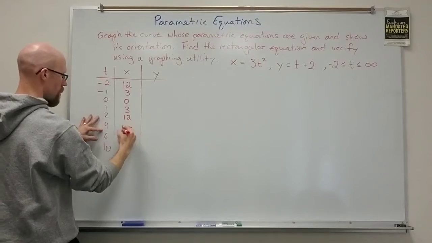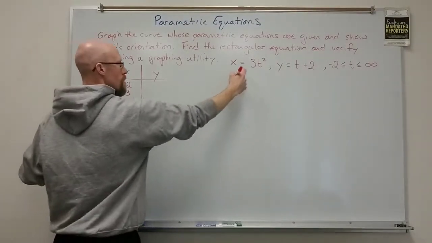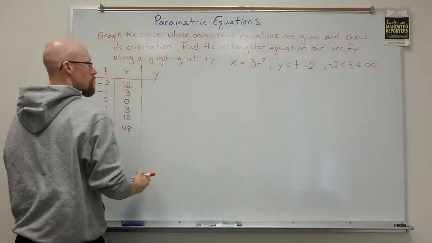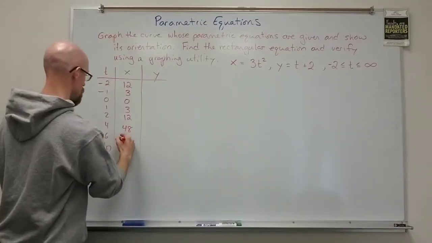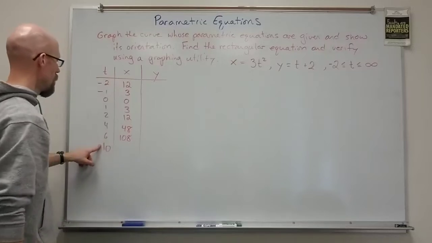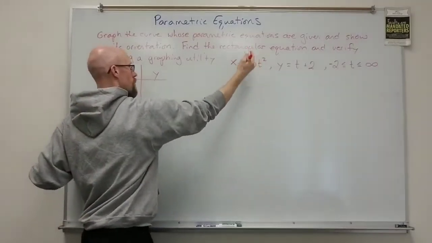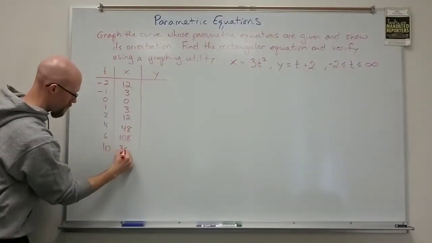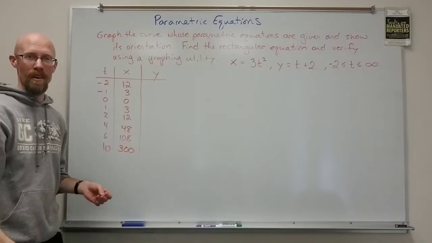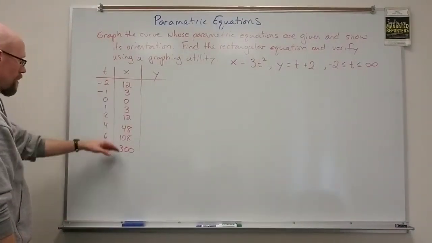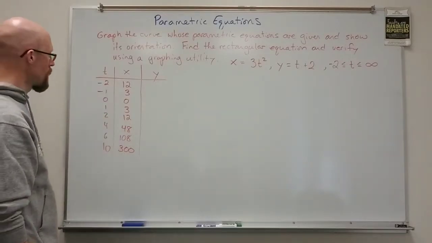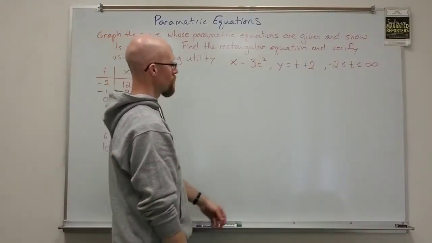I already can tell I'm not going to like the rest of these. 6 squared is 36 times 3 is 108. And then 10 squared is 100 times 3 is 300. I'm definitely not plotting these last few points. I don't want to plot out to an x value of 300. I may just stop at the 2 there. We'll see. Anyway, the y values, let's go with those.